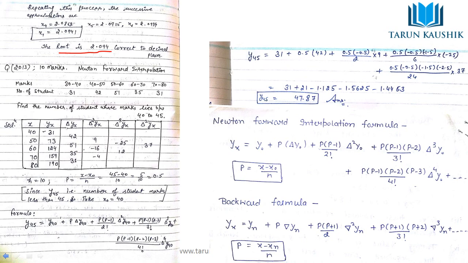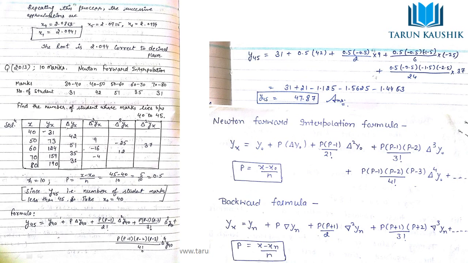Okay, so first take a question. You just remember these two formulas. Y of x equals y naught plus p into del y naught plus p into p minus 1 and so on. Okay, you just remember this. What is del naught? You remember this in a later portion. First I will explain the question.